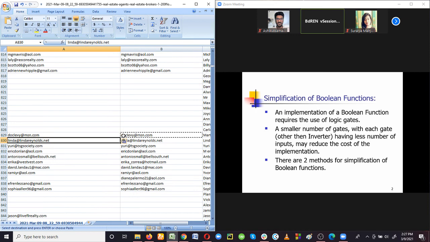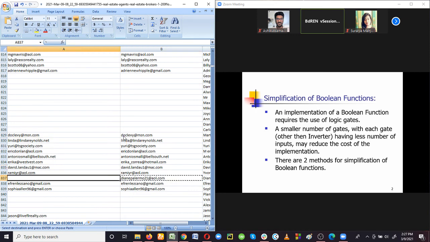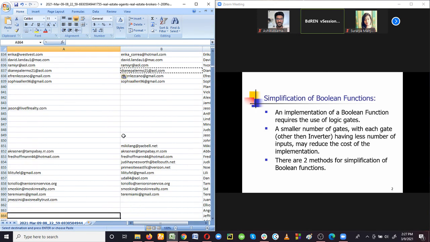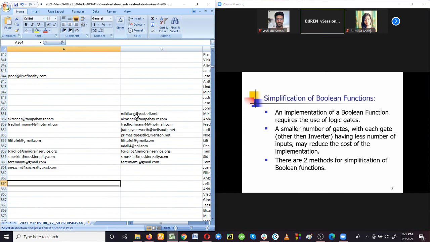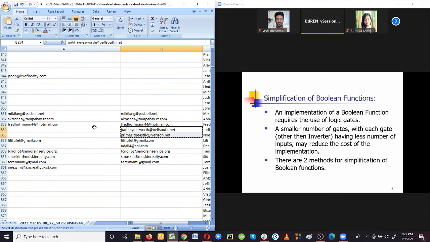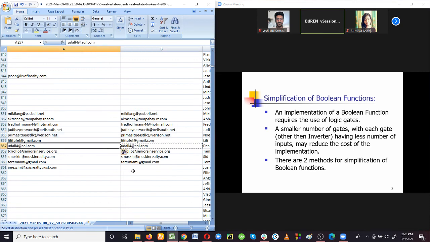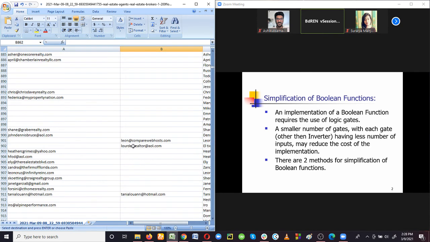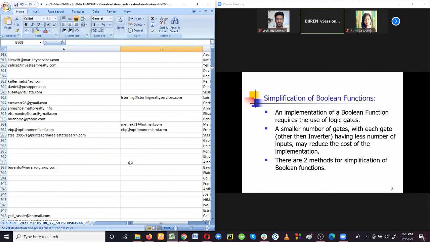So there are two methods for simplification of Boolean functions. Previously we discussed the need for simplification of Boolean functions. That means why we simplify the Boolean function: if it is more complex, the number of inputs will be more and the cost will also be more. That's why we simplify the Boolean function, to make it effective.